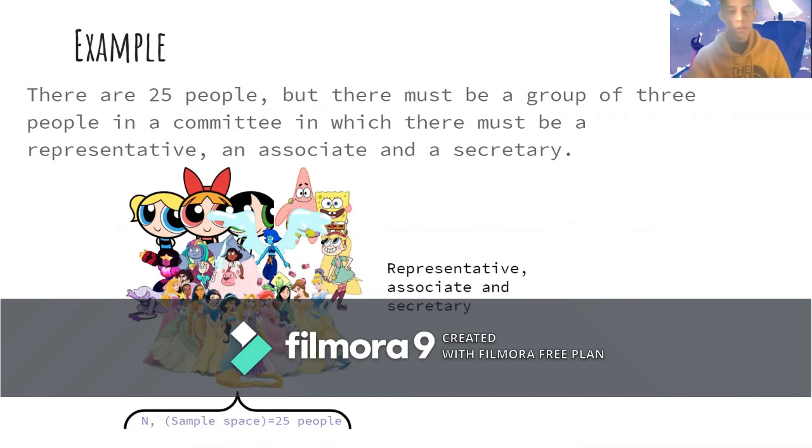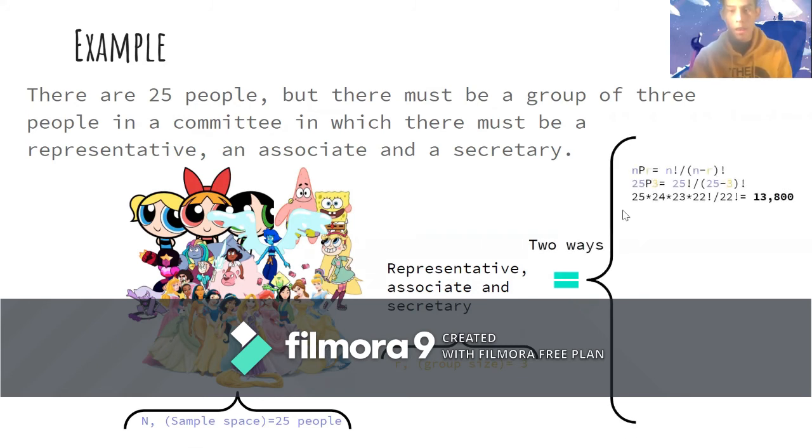Now, since we already know that our group is going to be a representative, an associate, and a secretary, we know that the group size is going to be 3. The group size symbol is r. Now, there are 2 ways in which we can solve this problem using permutation. First of all, we can use the formula. The formula consists of nPr: the factorial of the sample space over the factorial of the sample space minus the group size. It's okay if you didn't get it at the first try.